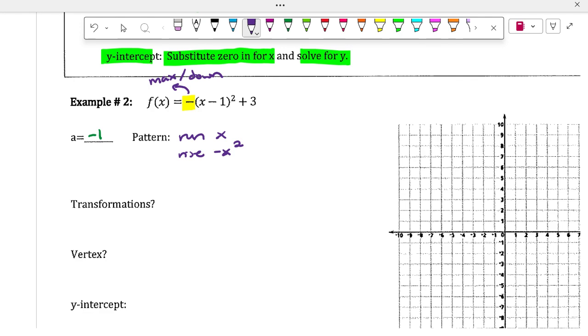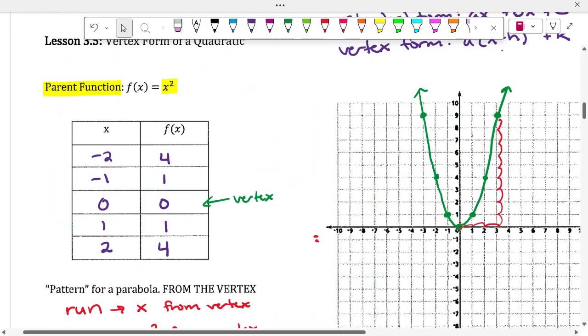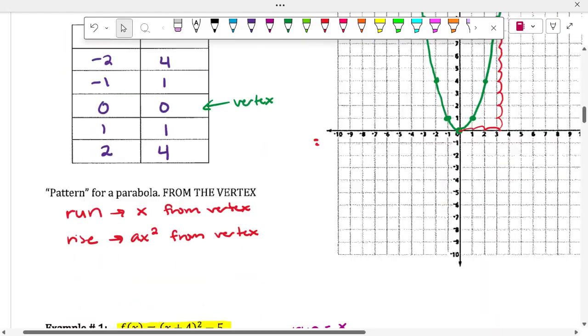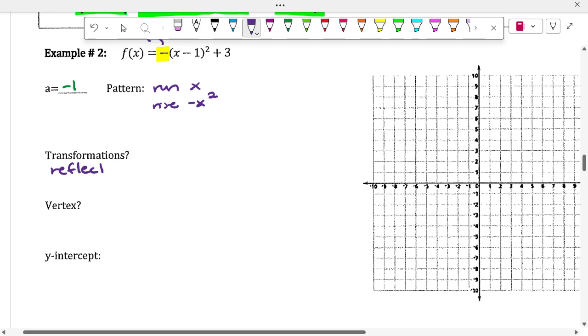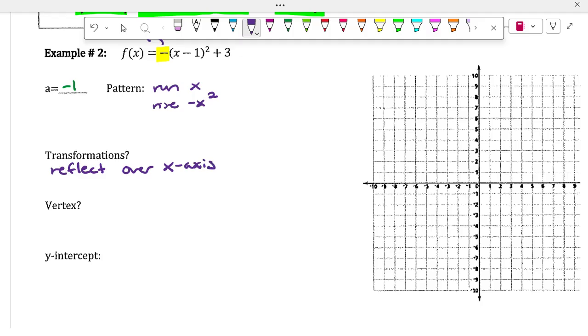Between the parent function and this new function, what transformations do you think are going to happen? For starters, since we know it's going to open down, what direction does the parent function open? It opens up. How do you think we go from opening up to opening down? Reflection over what? The x-axis. Good. So we're going to reflect over the x. That's how we get the minimum to become a maximum.